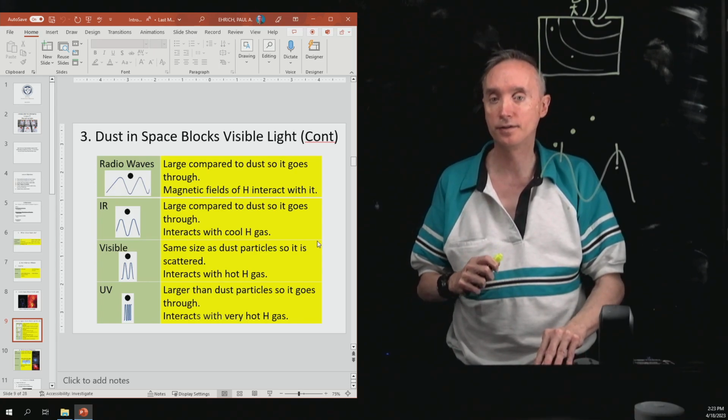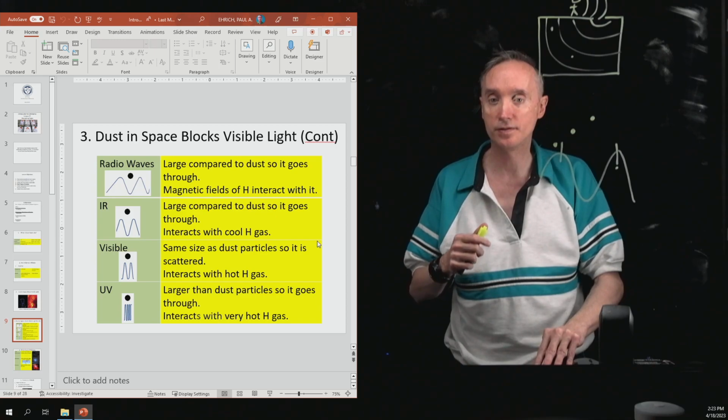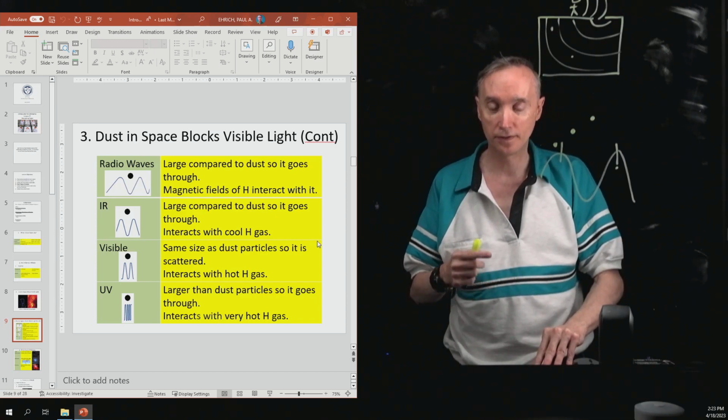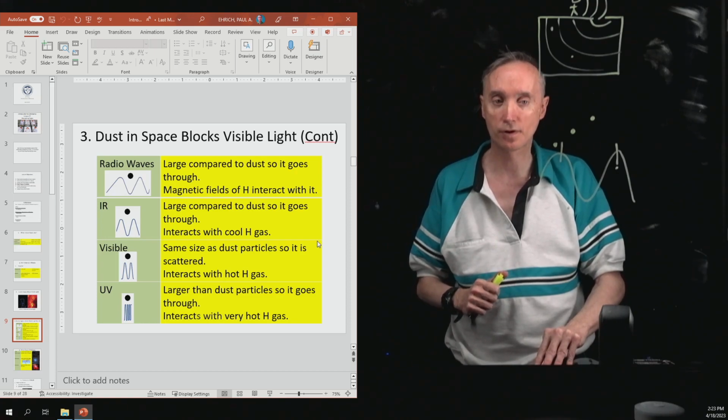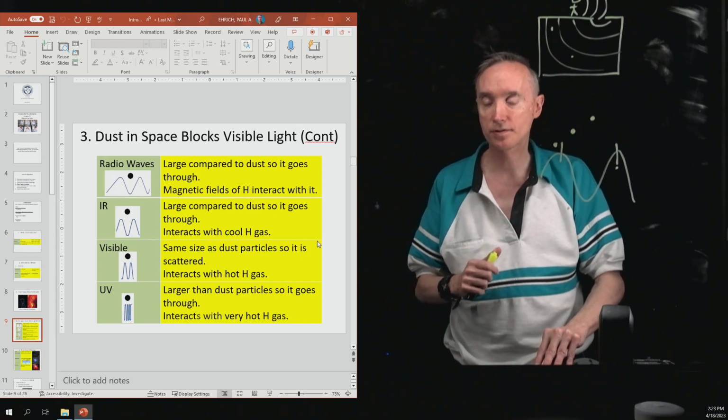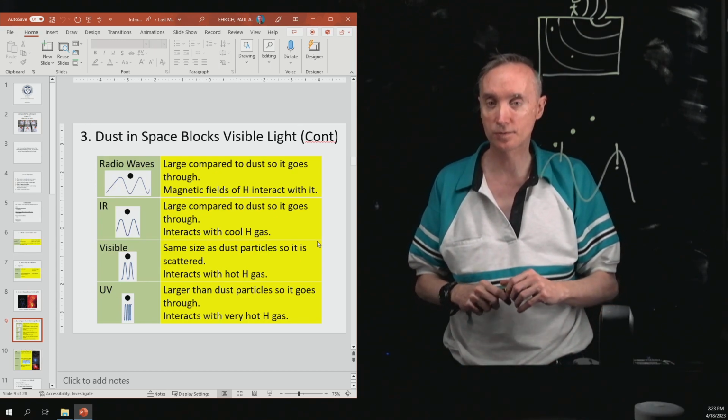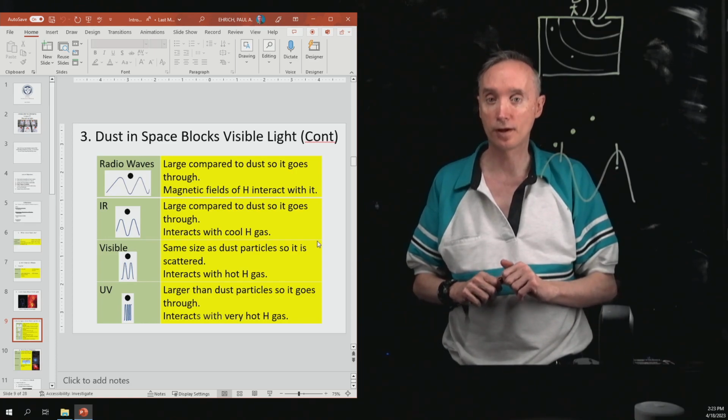And then look at ultraviolet. Ultraviolet has a wavelength that is even smaller than the dust grain. So again, it doesn't really interact with the dust grains. Visible light does, and if you want to cut through dust, the best part of the electromagnetic spectrum to use would be the infrared part.